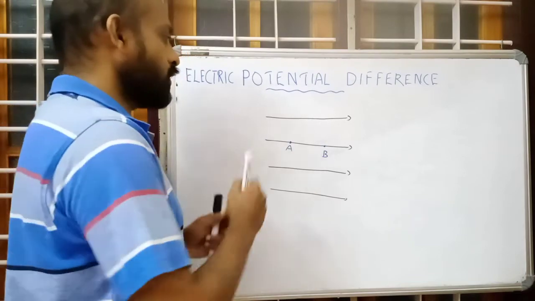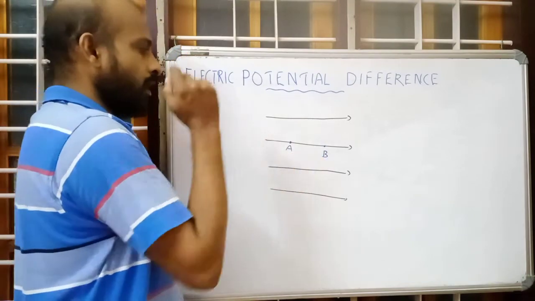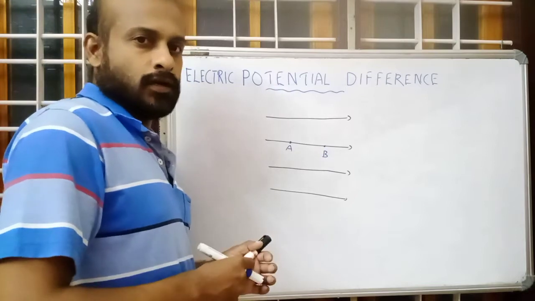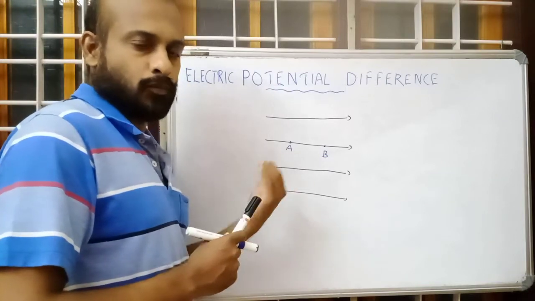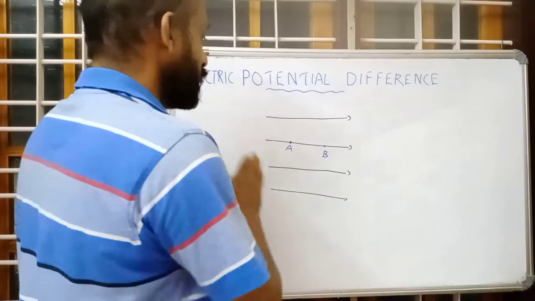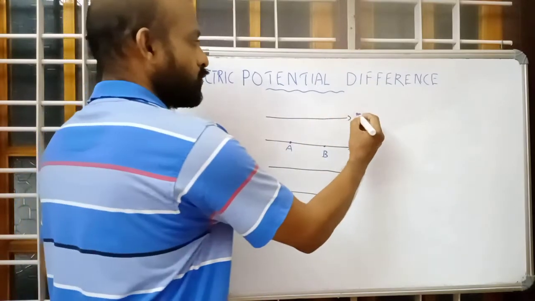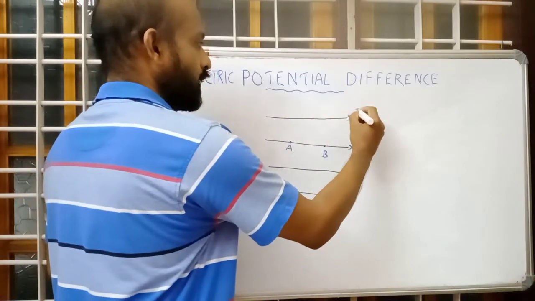Potential difference between B and A means the work done to move a charge from one point to the other. So this is a directional electric field. The electric field is directed from left to right side.